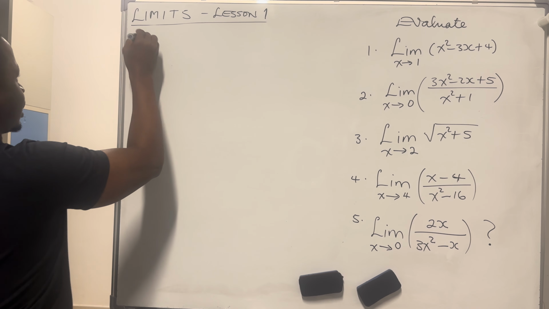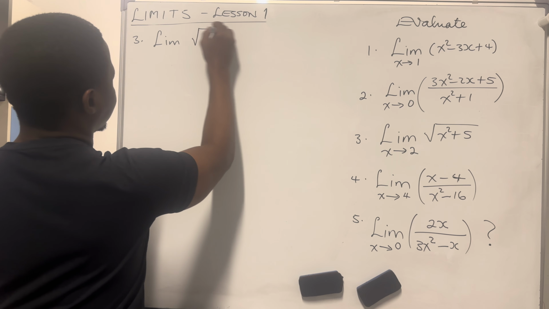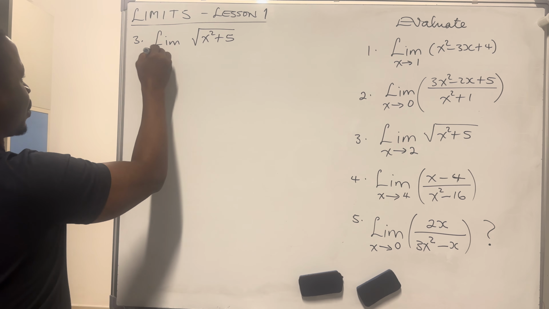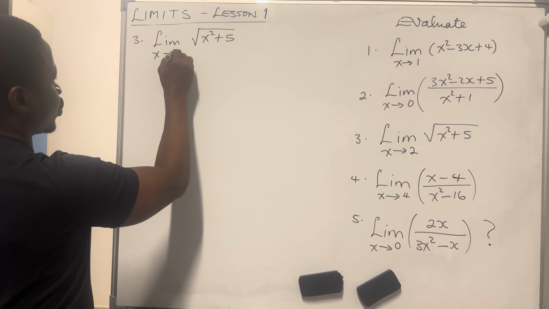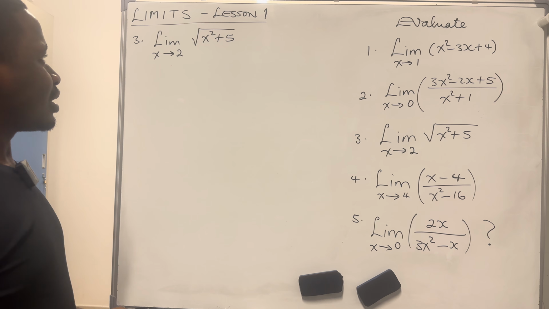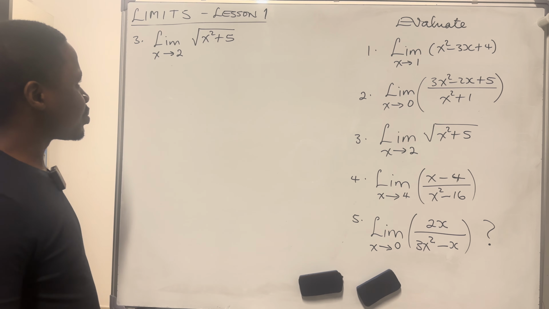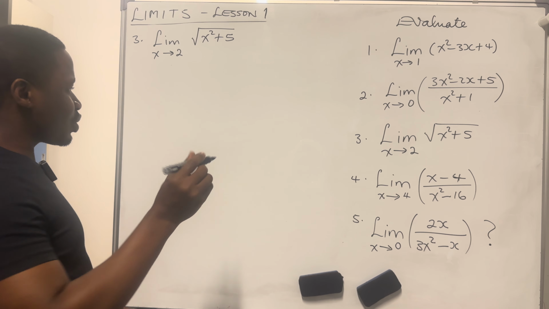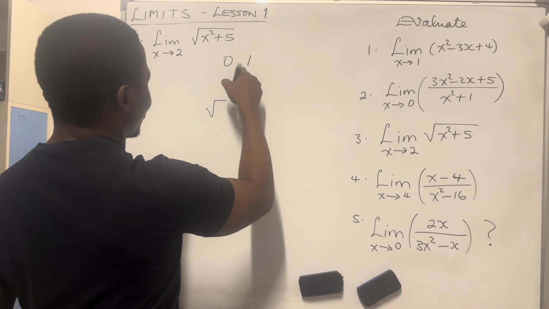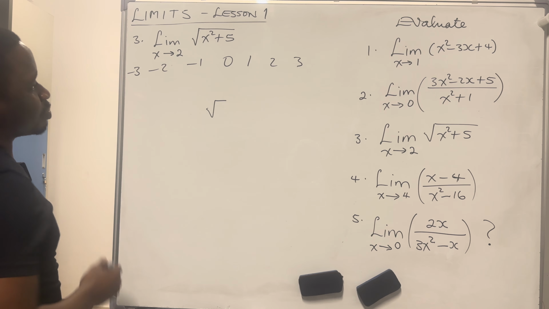Now the third one says to determine the limit of the square root of x squared plus 5 when x approaches 2. Now, what is the condition for finding the limit of radicals wherein we have roots? Well, the target is that, come to think of this, we have 0, 1, 2, 3, minus 1, minus 2, minus 3.